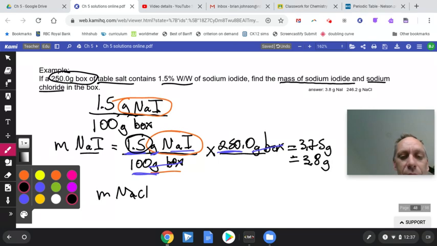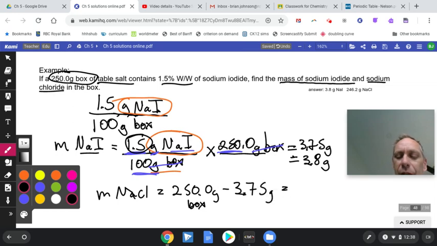So in the box, we know we had a 250 gram box, and that box is made up of NaCl and NaI. So I can subtract my original mass of NaI before I rounded it from the 250 grams, and that'll give me the mass left in the box, and all of that mass is NaCl. So when you subtract that, you get 246.25 grams.